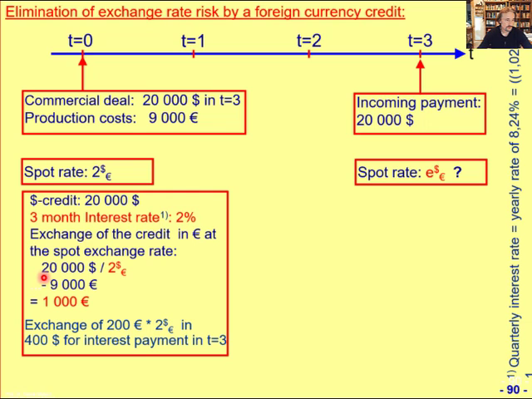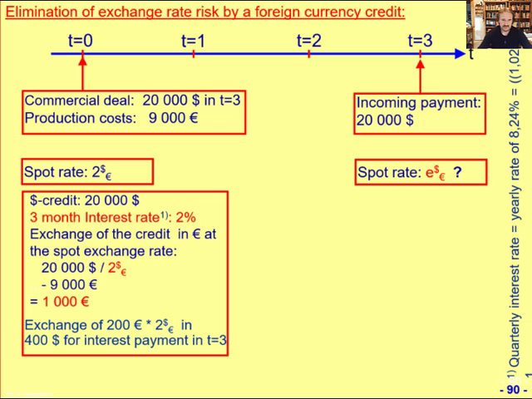immediately an income of $20,000 over $2 per euro, which equals 10,000 euro minus our production costs, 9,000 euro, such that we can realize a gross profit of 1,000 euro. In this way, we can make sure that we have this gross profit without any exchange rate risk.